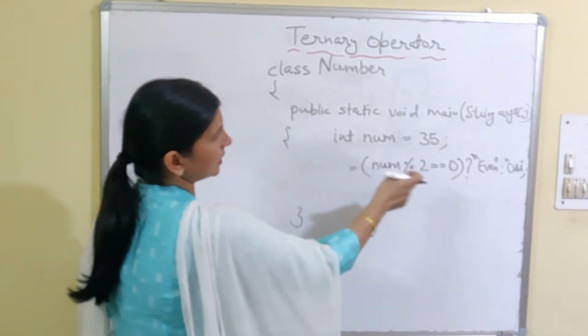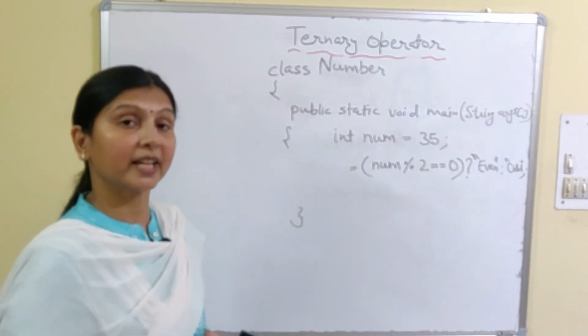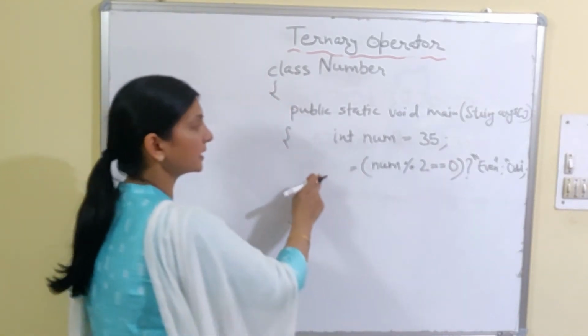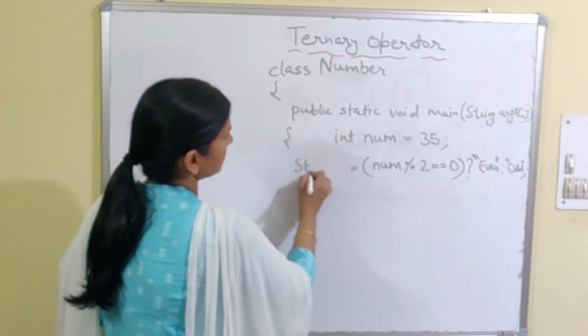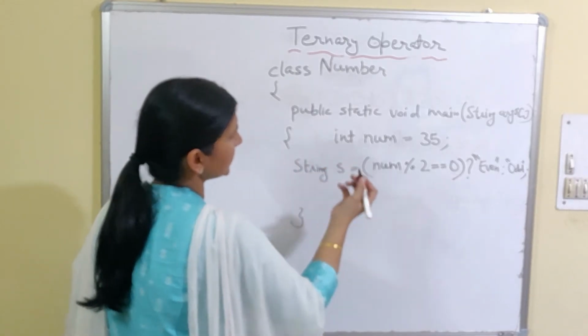Now even will be assigned into a variable. So what type of variable is it? It's a string. So we need to take a string variable here. So String will be the data type. S, I am taking. Fine.